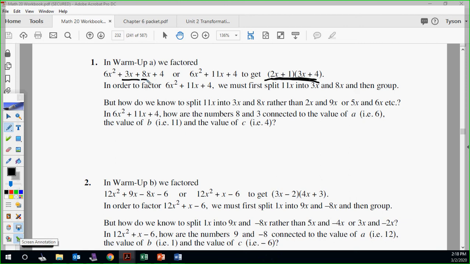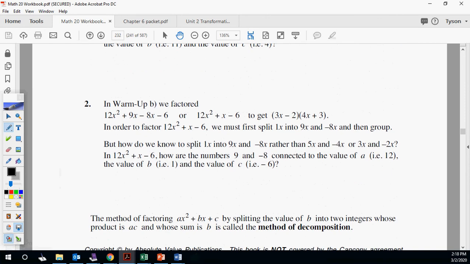So they're pretty much saying that when we multiplied this out, we got 3x and 8x, right? So how do we get 3x and 8x? Well, what are factors of 6 times 4? It's 24. What are factors of 24 that add up to 11? 8 and 3. So that's how you know how to break that up. That's what we talked about. Okay? And so they're summarizing through that. They're summarizing the second one.